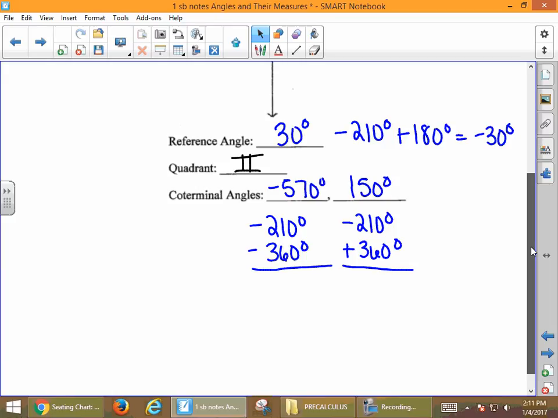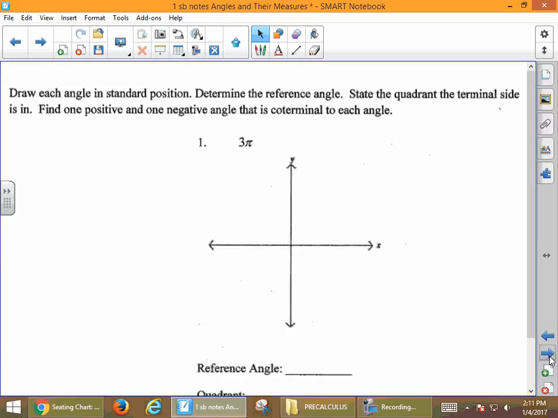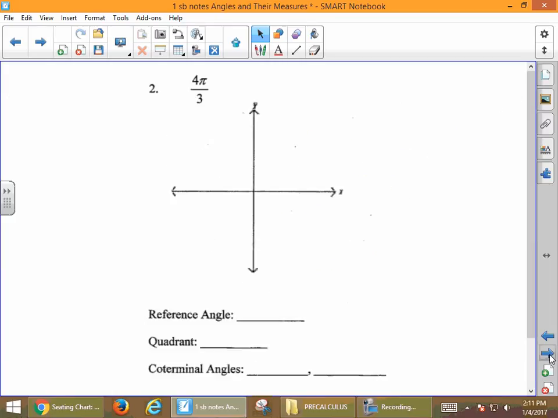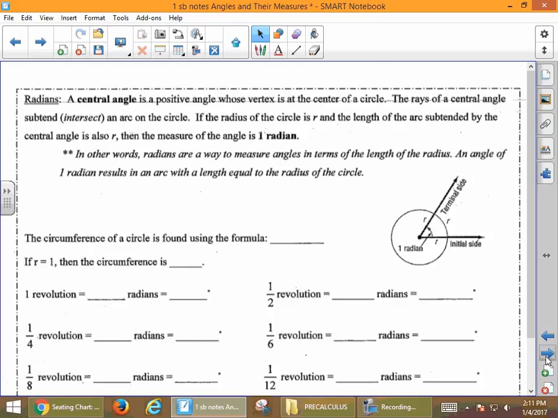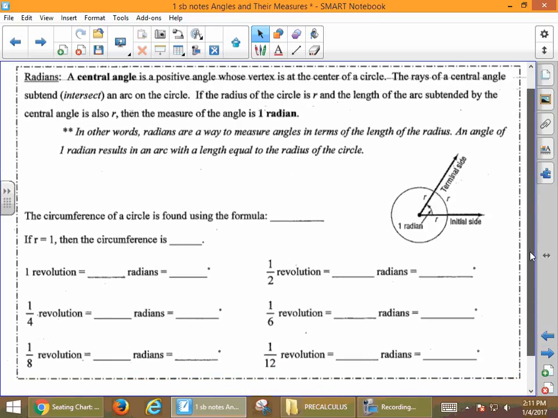As we flip our page here, we kind of have the hang of things in terms of angles: the reference angle, the quadrants, the coterminal angles. I'm sorry, I got the wrong order on the smartboard here. Find this page in your notes.